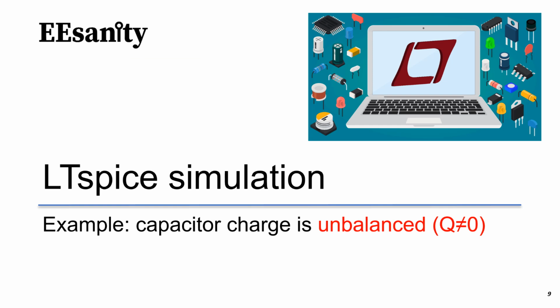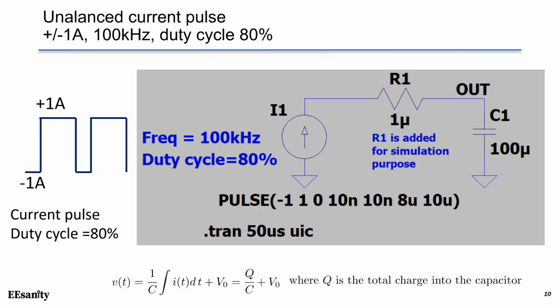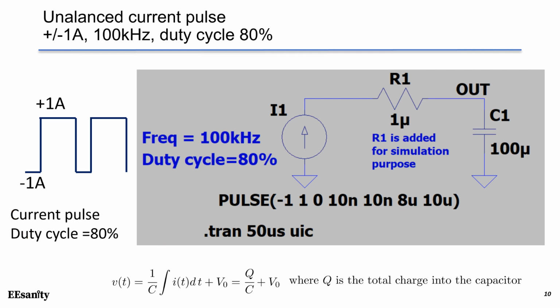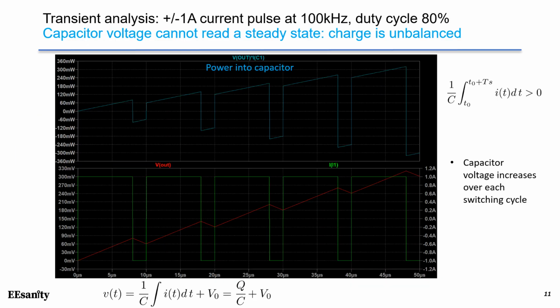Here is another example. In this case, the capacitor charge is unbalanced. Q is now not 0 over a switching cycle. In this particular case, we have a 100 kHz current pulse, but the duty cycle becomes 80%. That means over a switching cycle, we have positive charge into the capacitor. We expect to see the voltage increase over this capacitor. Here are the transient simulation results.